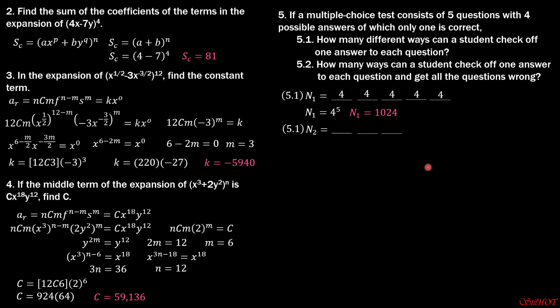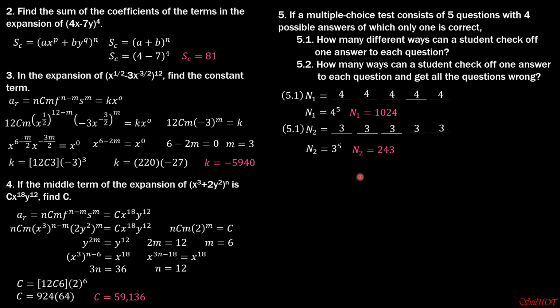For the second one, we draw another 5 bars. Because all the answers are wrong, and there are 3 wrong answers from 4 choices, only one is correct. So in each bar, because your answer is wrong, you have chosen from the 3 wrong answers. So 3 ways, 3 ways, 3 ways, 3 ways, 3 ways. And that is 3 to the 5, and 3 to the 5 is equal to 243 ways of committing mistakes.